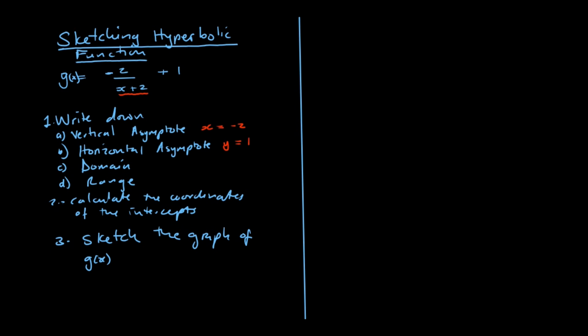Then the domain. How would we write the domain? Domain: x is an element of the real numbers, but our x is not equal to -2. Not equal to the what? To the asymptote, right? Because what is an asymptote by definition?